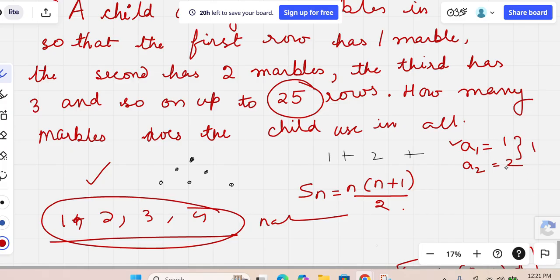This is your A, this is your 2. And A25 is equal to 25. You have to find the sum of 25. You can do that. There is nothing wrong. Just that it will be a little long, not tricky. Okay? Yes, ma'am.